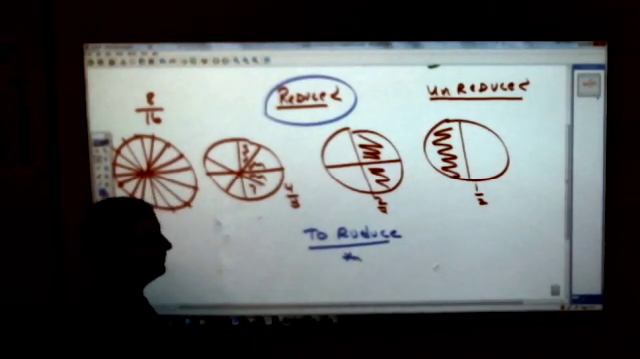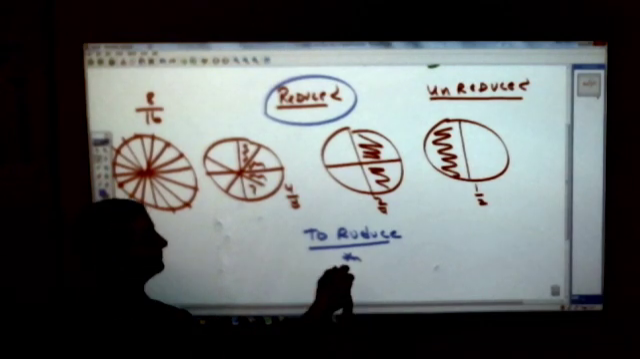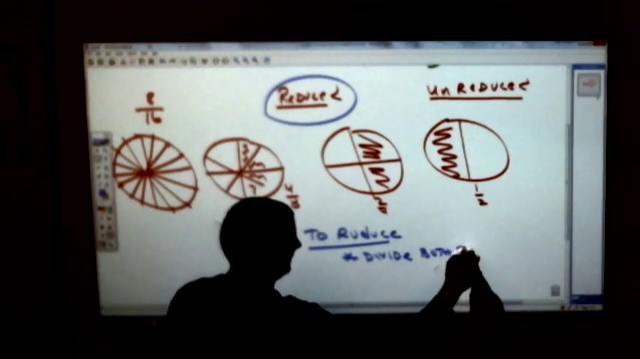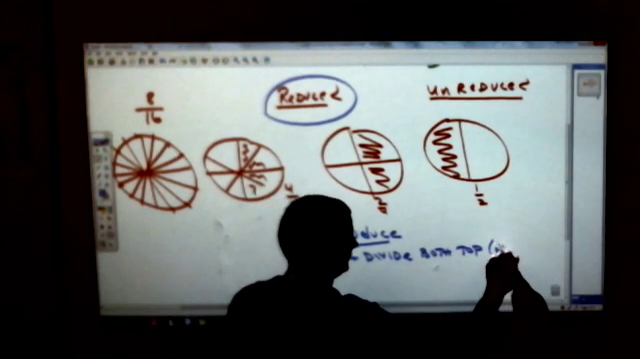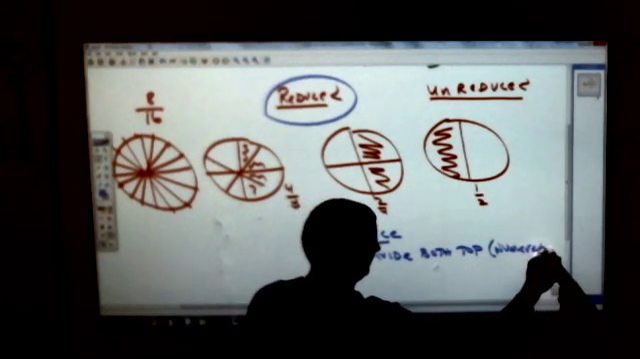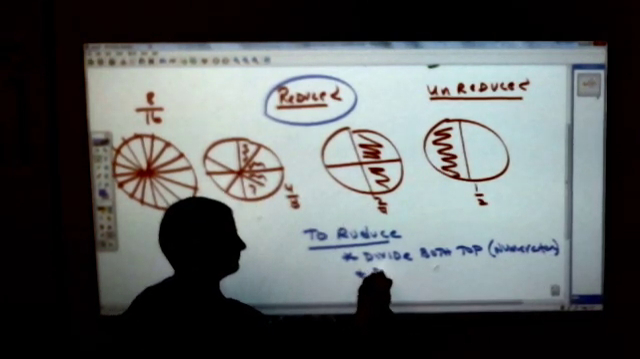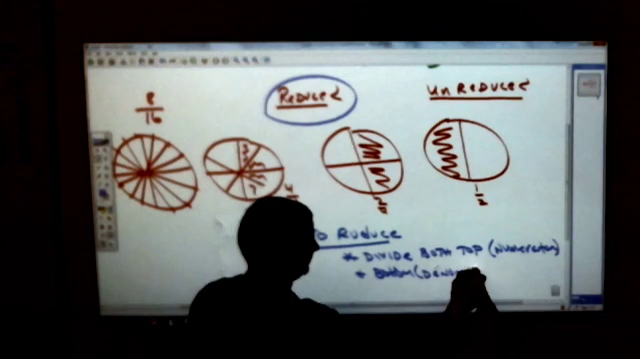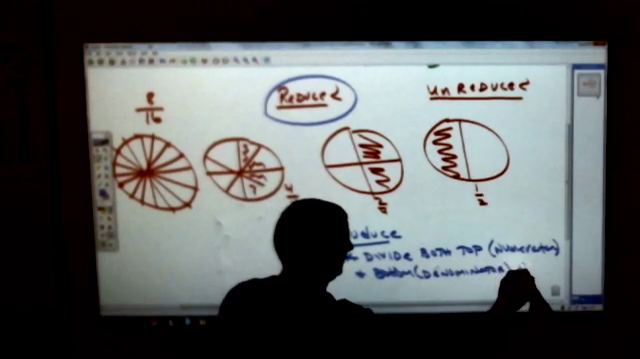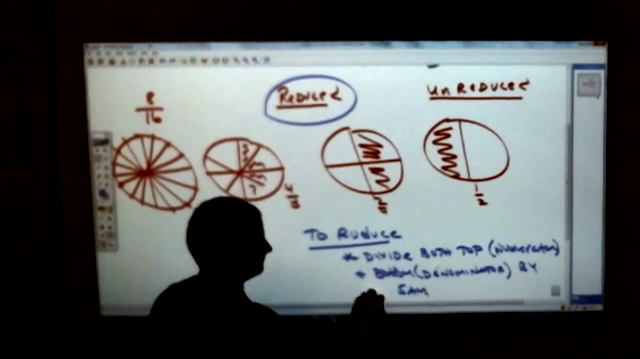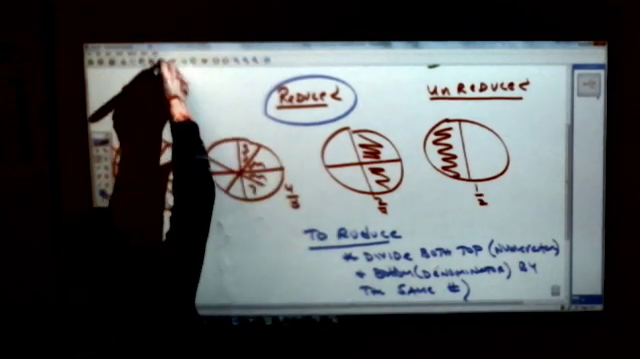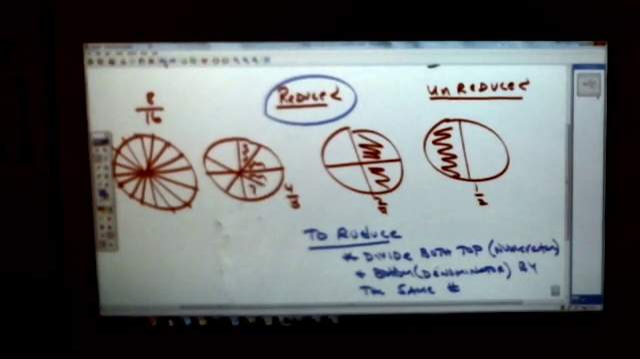The little thing you need to remember is in order to reduce a fraction, you divide both the top, what's our name for the top? The numerator, and the bottom, which is called the denominator, by the same number.